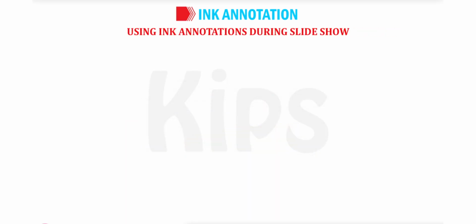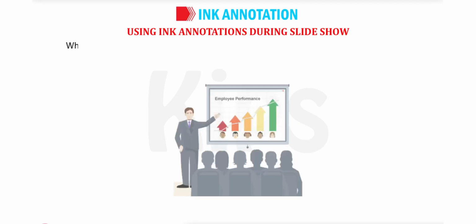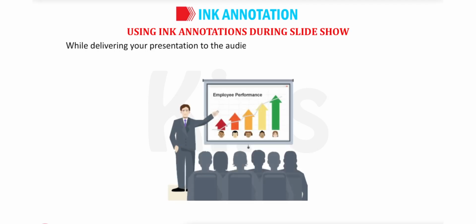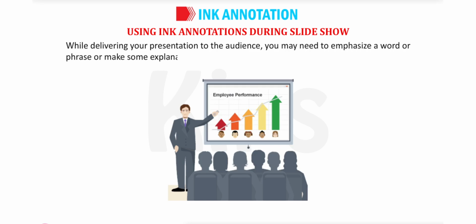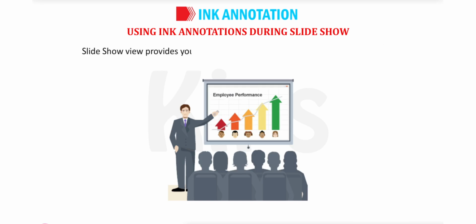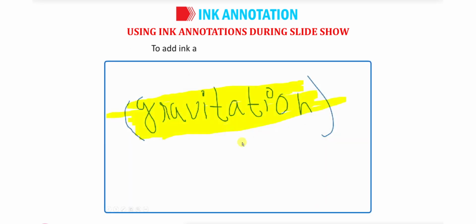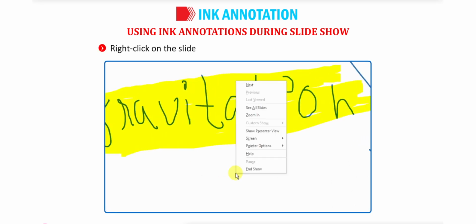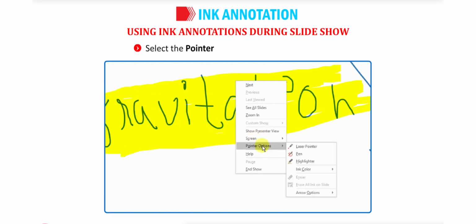Using ink annotations during slideshow. While delivering your presentation to the audience, you may need to emphasize a word or phrase or make some explanatory notes on the slides. Slideshow view provides you with various options to annotate your presentation. To add ink annotations during the slideshow, right-click on the slide where you want the annotation pen to appear. Select the pointer options from the context menu.